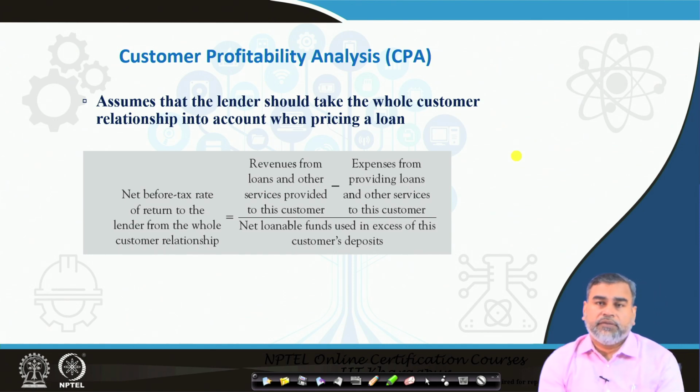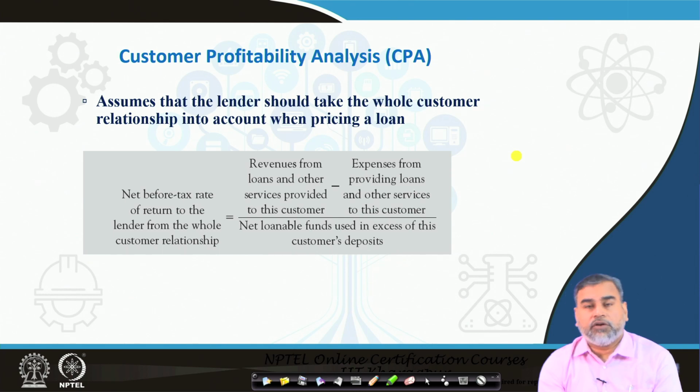Then the banks can also go for a customer profitability analysis. The idea is also borrowed from the cost plus pricing model. Here they assume that the lender should take the whole customer relationship into account whenever they are pricing a loan. There is some subjectivity involved in that. So, here they calculate the net before tax rate of return to the lender from the whole customer relationship, which is equal to the revenues from the loans and other services provided to the customer, minus the expenses from providing loans and other services to the customer, divided by the net loanable funds used in excess of the customer's deposits.